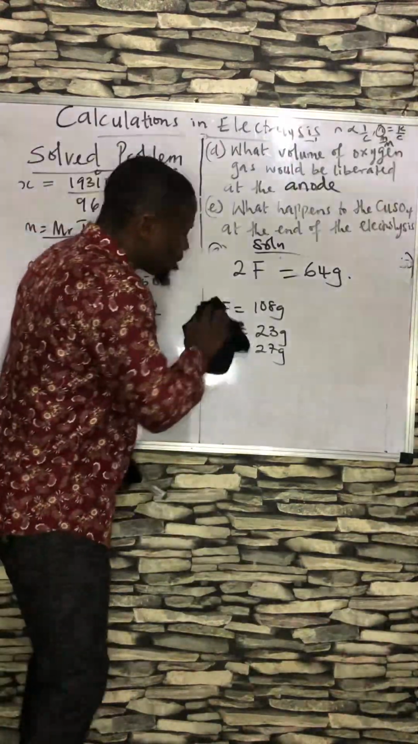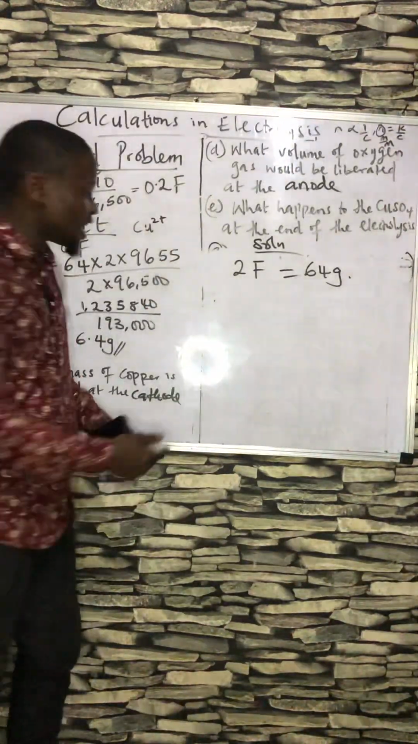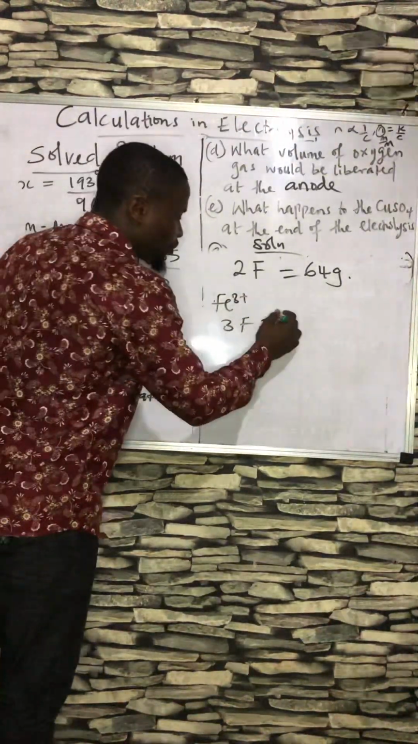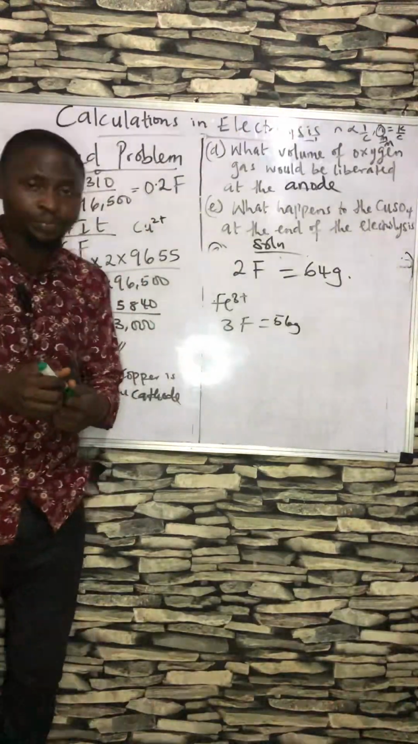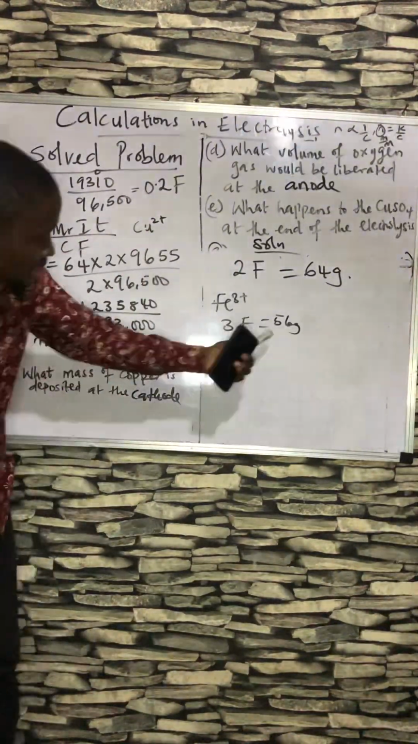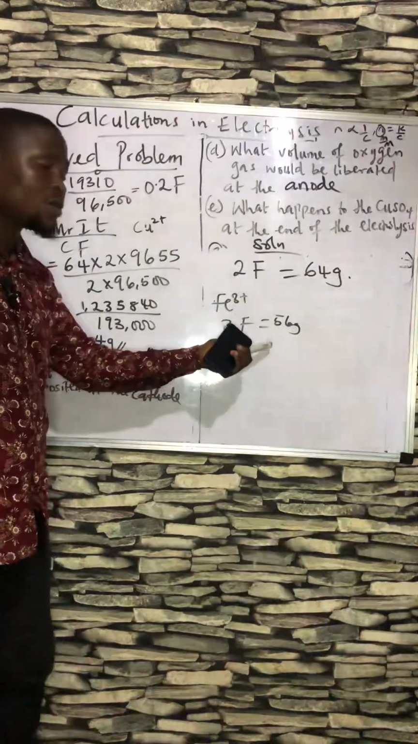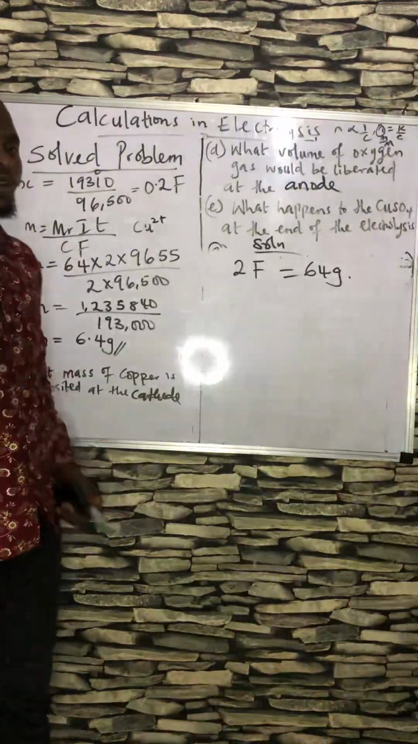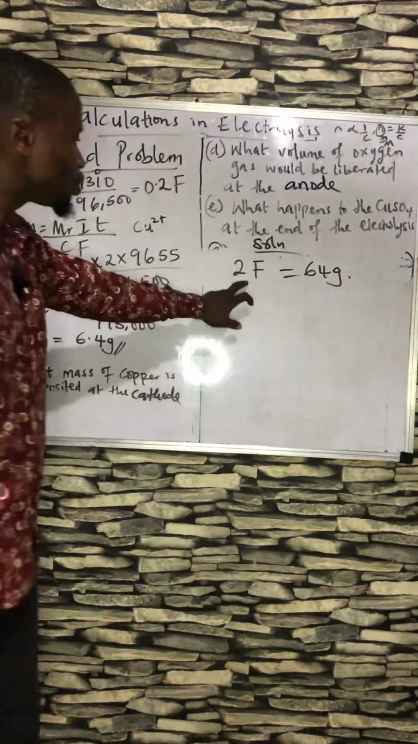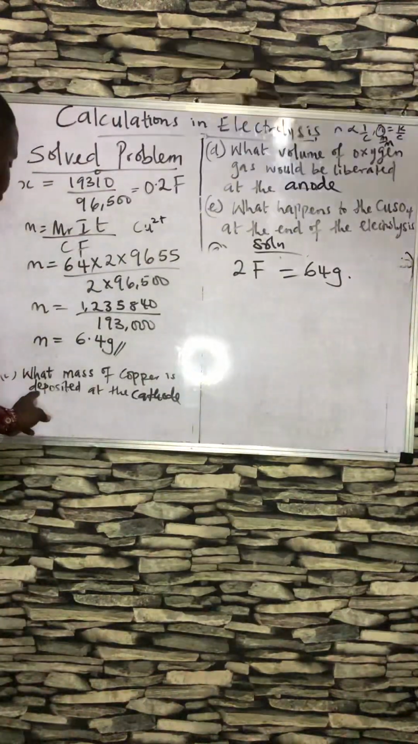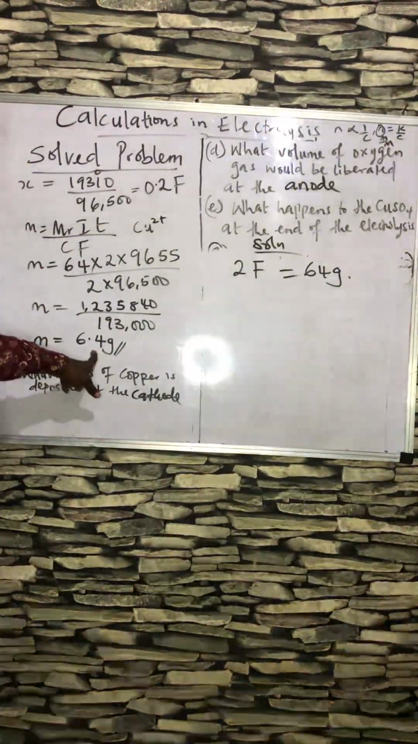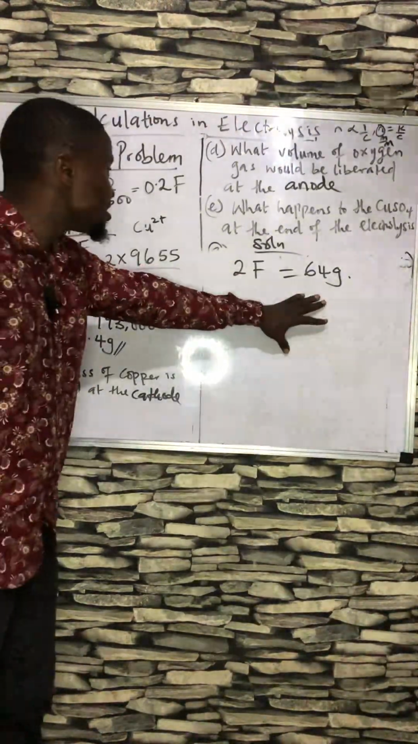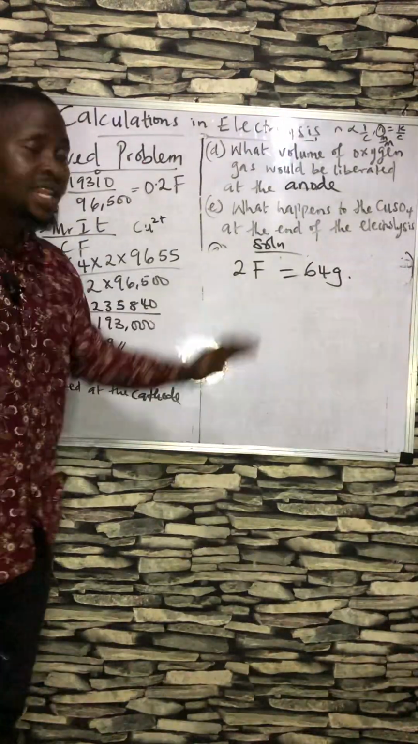But because copper is 2 plus. If it is iron, 3 Faraday will give you 56 gram, or as the case may be. As the relative atomic mass or molecular mass of iron is. But because this is what? Copper, so in this case, 2 Faraday will give you 64 gram. And then we are interested in what? In the amount that we are going to get, the mass that's going to be deposited at the cathode.